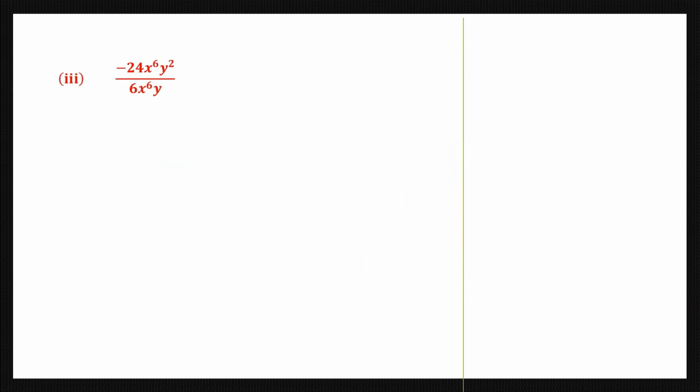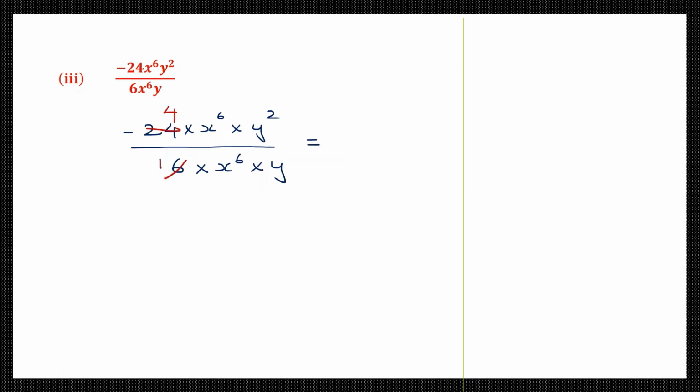Next question, minus 24 into x to the power of 6 into y to the power of 2 divided by 6 into x to the power of 6 into y. So this will become, after cancelling, 6 4s are 24. So this is 1 here.